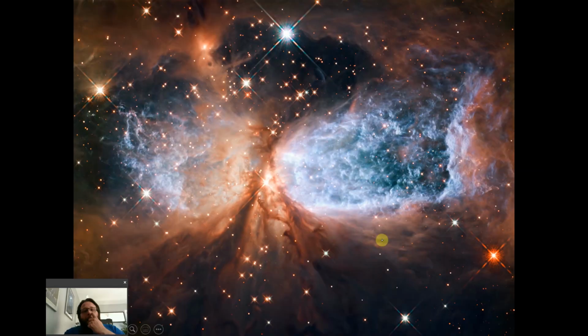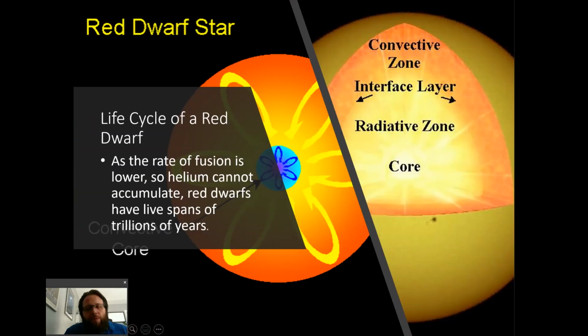So the difference with the red dwarf is because it's smaller, it has a slightly different structure to it. And as a result, it means the life cycle of a red dwarf will be trillions of years long. Our sun will have a life cycle roughly around 10 billion years, but a red dwarf, we're talking trillion. So much older than the current age of the universe, which is around 13.8 billion years. So if we look at the sun, we start off with the core region here.